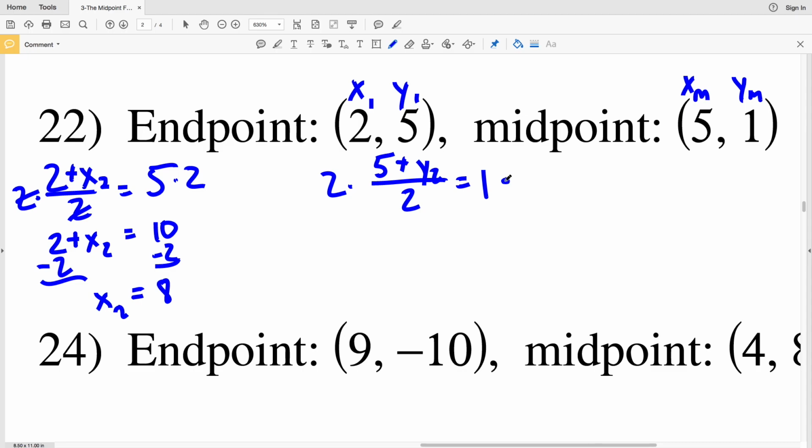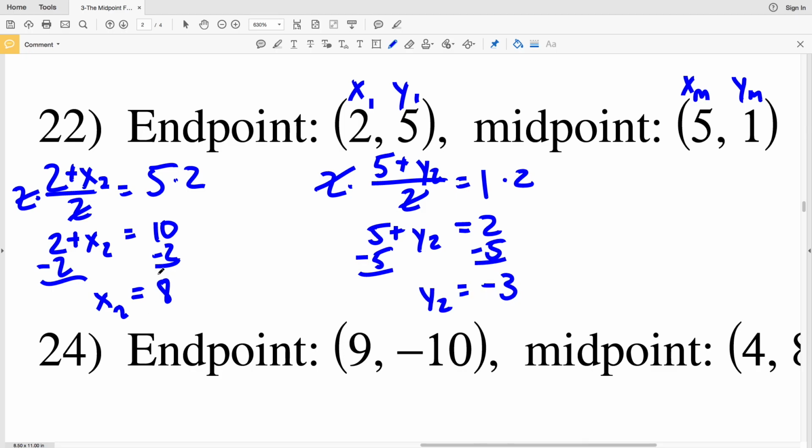Multiply both sides by 2. I'll have 5 plus y sub 2 equals 1 times 2, which is 2. Subtracting 5 from both sides, I'll get my y sub 2 value, which is going to be negative 3. So I have 8 for x sub 2 and negative 3 for y sub 2. So my final answer is going to be 8, negative 3 for the coordinate of my other endpoint.